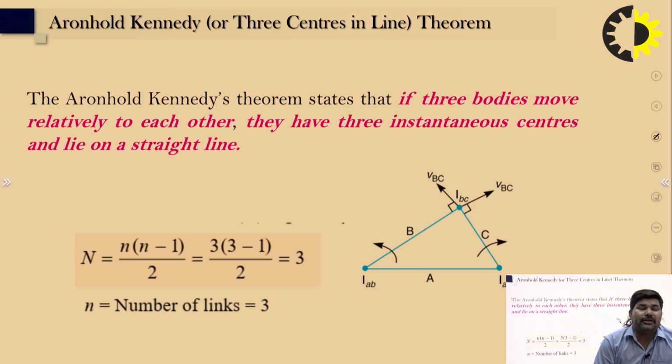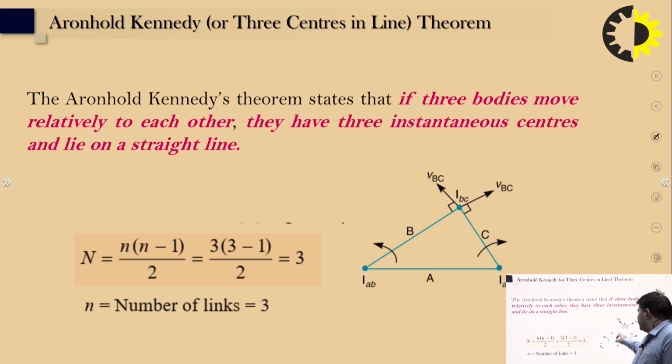What is the Arnold-Kennedy theorem? It says if three bodies move relative to each other, they have three instantaneous centers and they will lie on a straight line. Means if three bodies move relative to each other, they have three instantaneous centers, and they lie in a straight line. You can see here the three bodies A, B and C, the three links connected to each other.